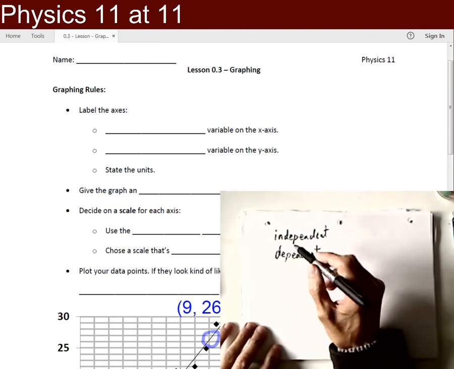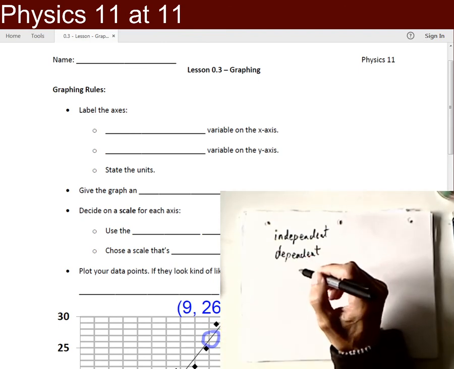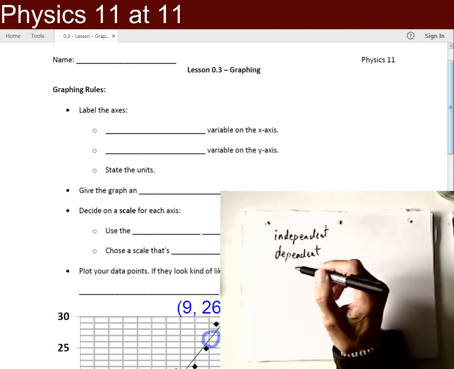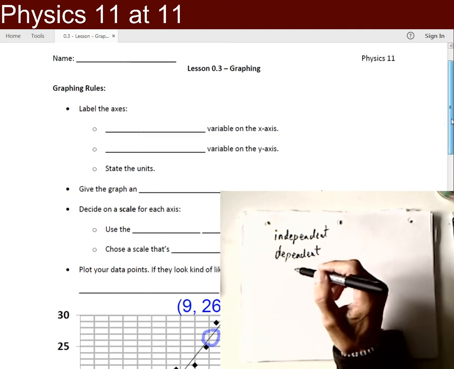Also included when you label your axes, you have to have the units present, because that will help the reader see what's being measured and the units that are there.